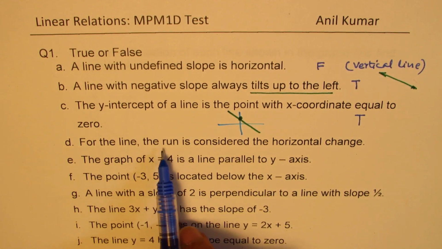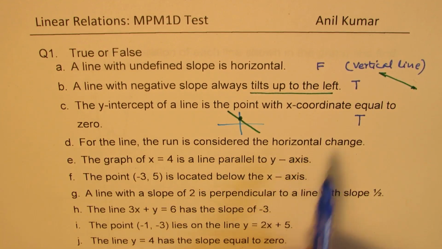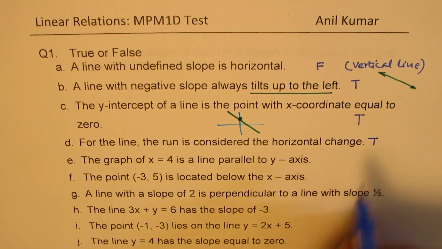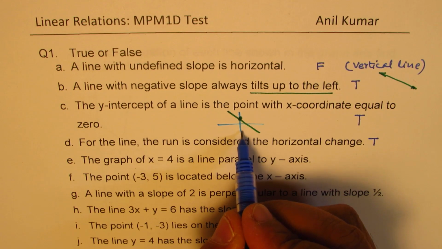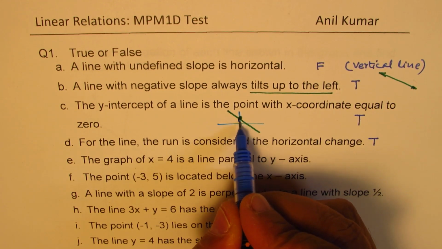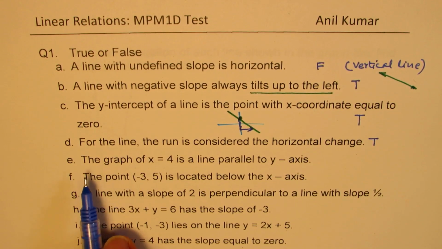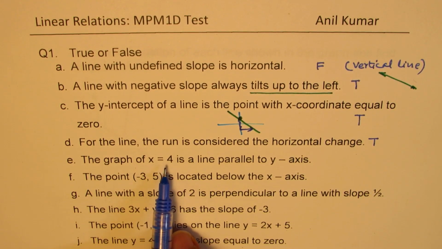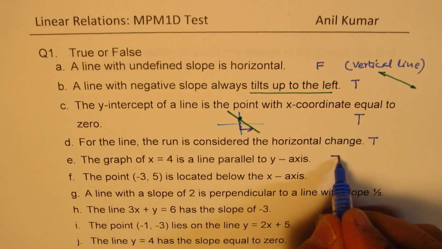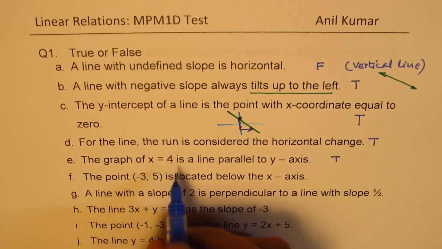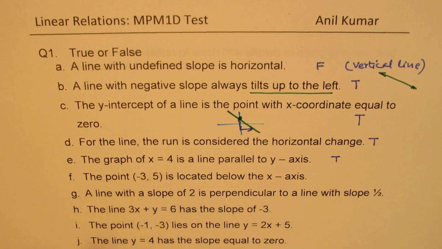For the line, the run is considered to be horizontal distance. That is correct. So it is rise over run, right? So in this case, we'll go down and run is horizontal distance. The graph of x equals 4 is a line parallel to the y-axis. That is also true. It is a vertical line with undefined slope.